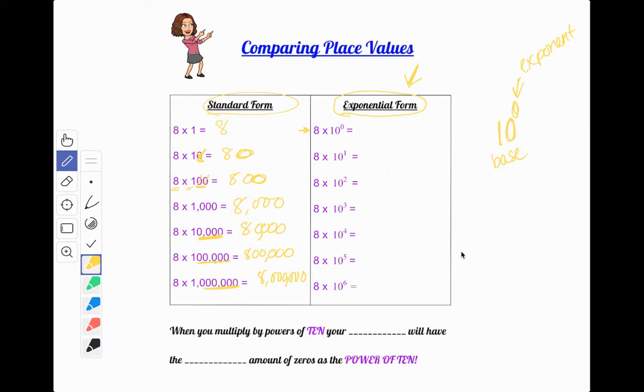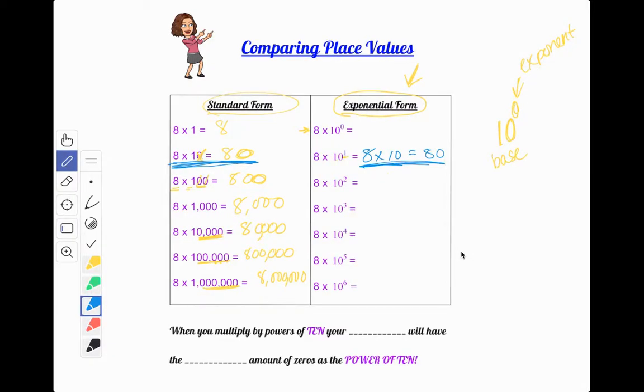We're going to skip the first one for a second because there's a special rule about that. But here we have 10 to the first power. So that means I have one 10. So this is going to be 8 times 10 because I have one 10, so that's going to be 80. So if you notice over here, in standard form, I just wrote out one 10. In exponential form, I put a 1.